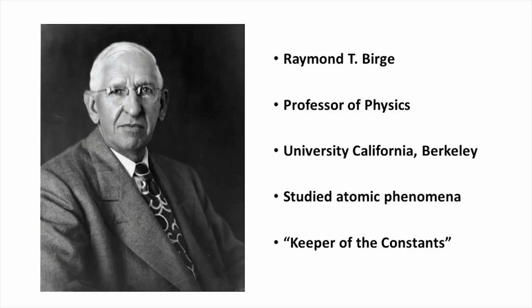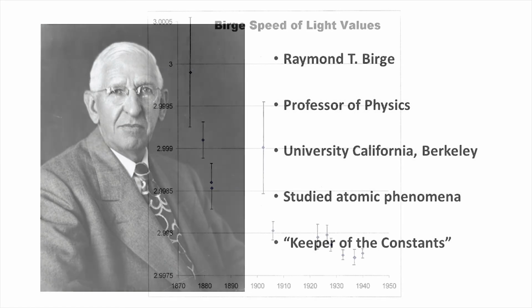Professor Raymond T. Birge of the University of California, Berkeley, shown here, was one of the physicists involved in these discussions in the first half of the 20th century. He was referred to as the keeper of the constants. He had charted not only the measured changes in the speed of light, but he had also kept track of changes involving some of the other processes of atomic physics, which had been considered fixed quantities as well. These are called atomic constants, and a number of them were varying systematically along with the speed of light.